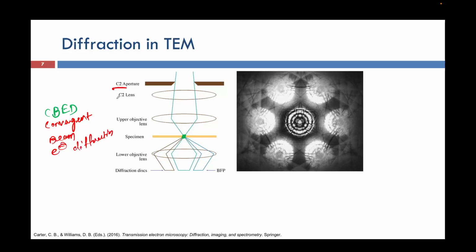By changing the strength of the C2 lens, that means the condenser lens and the upper objective lens. I told you in the last class that there is a lens system called the condenser objective lens system. So by changing the strength of those lenses, we are able to focus our incident beam onto the sample, and since we are converging all those beams, this electron diffraction pattern is known as convergent beam electron diffraction.